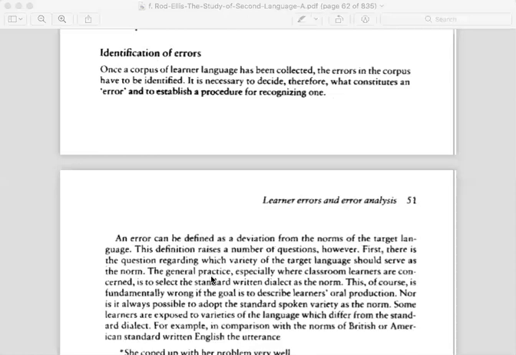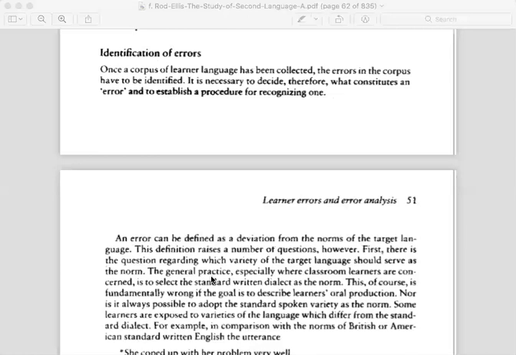So that becomes really difficult when finding out if the student has committed an error, specifically in pronunciation, right? So the first question that we need to sort out is to make certain rubrics about which variety of the target language we are following. And from there, we can define the deviation from the norm.